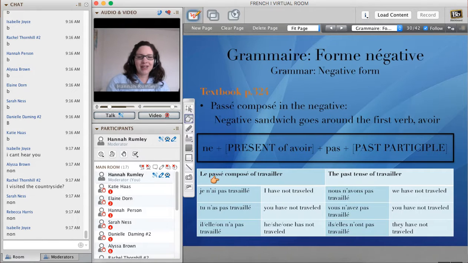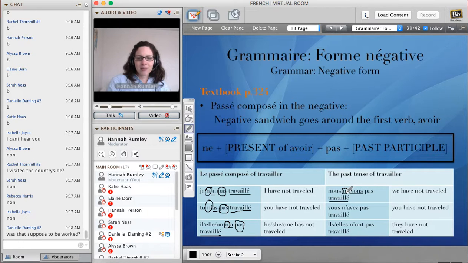So if we're looking at the past tense of travailler, and I want my negative, you see here I have my passé composé, a, and then travailler. As you see, the negative sandwich goes around the first verb, the avoir. Same here, tu n'as pas travaillé. À travailler, the negative sandwich goes around the first verb. Any questions on this? Avons travaillé, negative sandwich goes around the first verb.